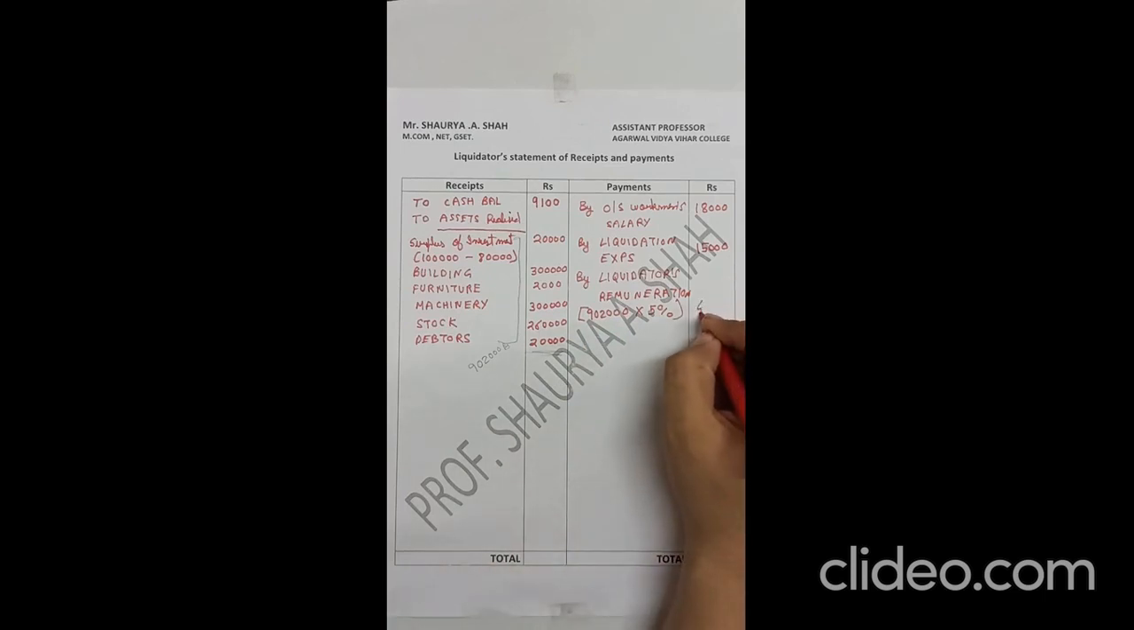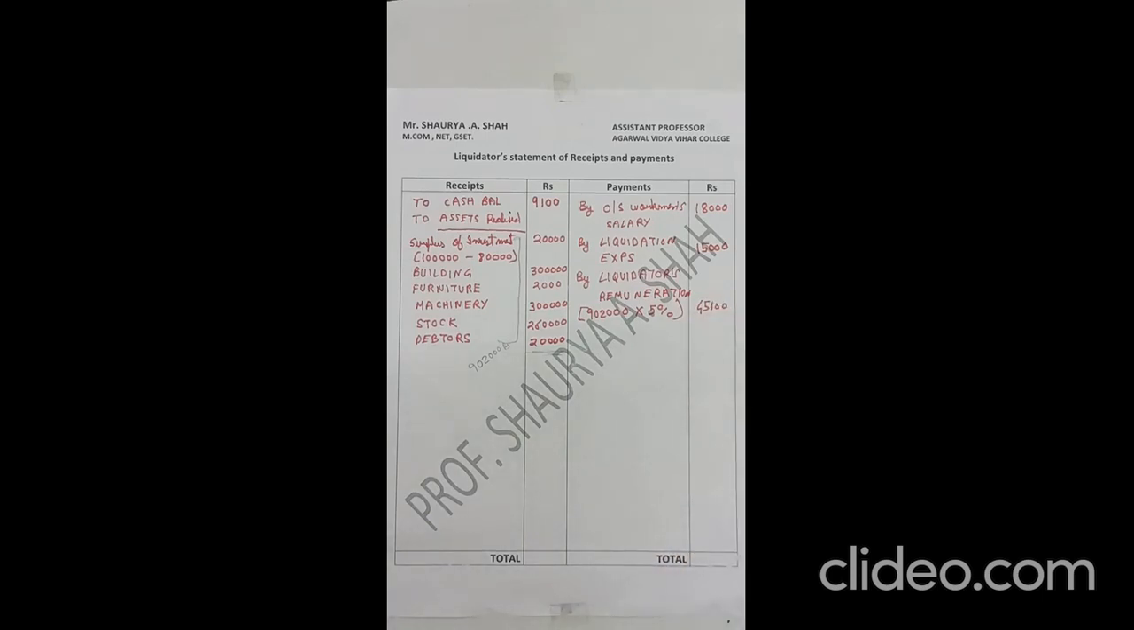So this will give me the remuneration of 45,100. Keep a calculator with you always. We need to calculate each and every amount. So liquidator's remuneration is 9,02,000 into 5%. I suppose each and everyone is clear with this part.